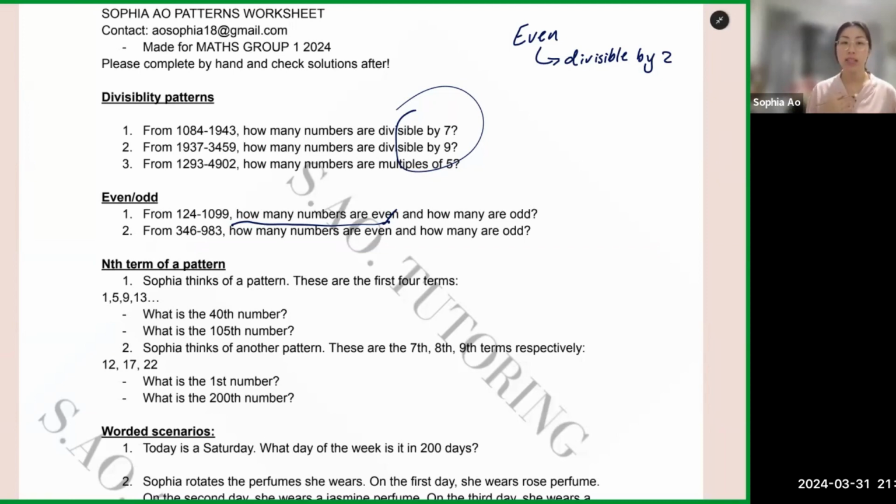Sometimes you just need to take a step back and have a think about it. Oh, what does even really mean? What does odd really mean? What are they actually looking for here?